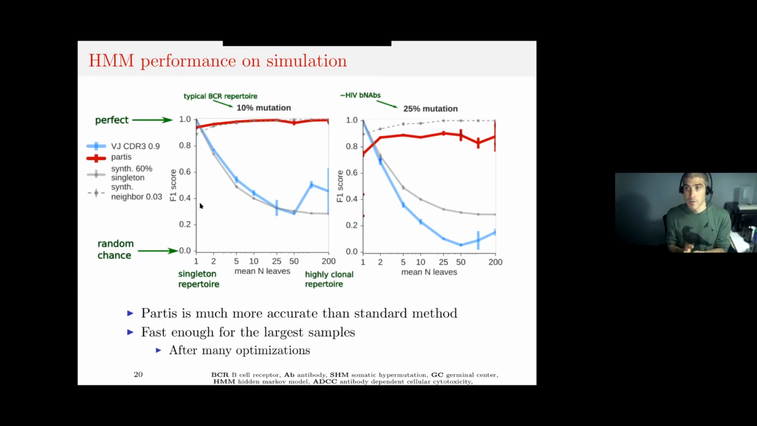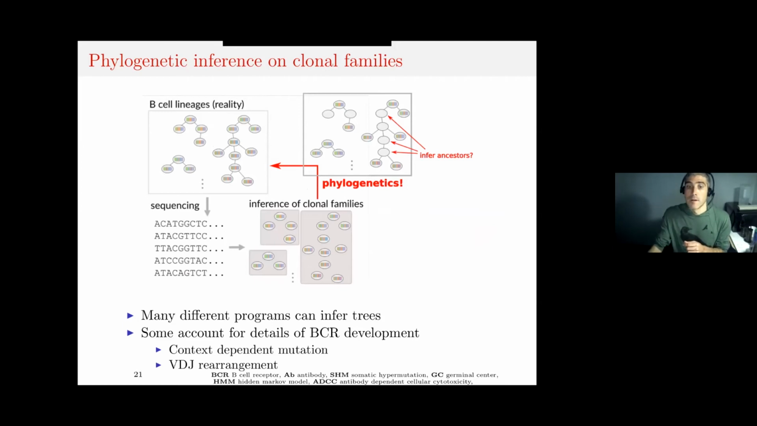As I was alluding to before, the problem with this is that it dramatically oversplits anything with significant SHM. One way to see that is that for repertoires on the left side here, where the true answer is just the singleton repertoire, the light blue does really well, because if the correct answer is to split everything into singletons, then oversplitting everything will do really well. The other thing to mention is that when you have higher mutation levels, it does particularly poorly. It gets down close to the bottom here, which is just random chance, because it is so gratuitously oversplitting things.